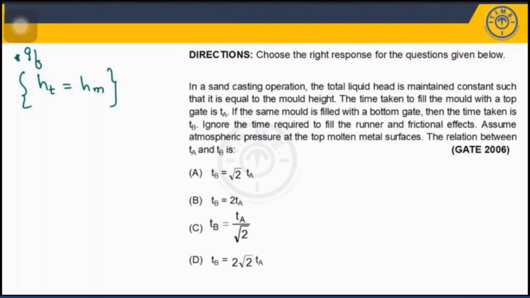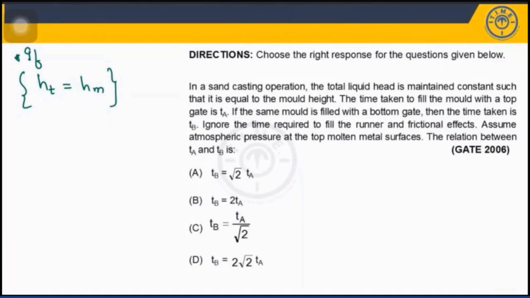Okay. So the question is, if the same mold is filled with the bottom gate system, the time taken is TB. And one more thing, the session I'm taking is in recorded mode, so even if you miss something, you can see it again. Ignoring the time required to fill the runner and the frictional effect, you have to find out the relation between TA and TB.